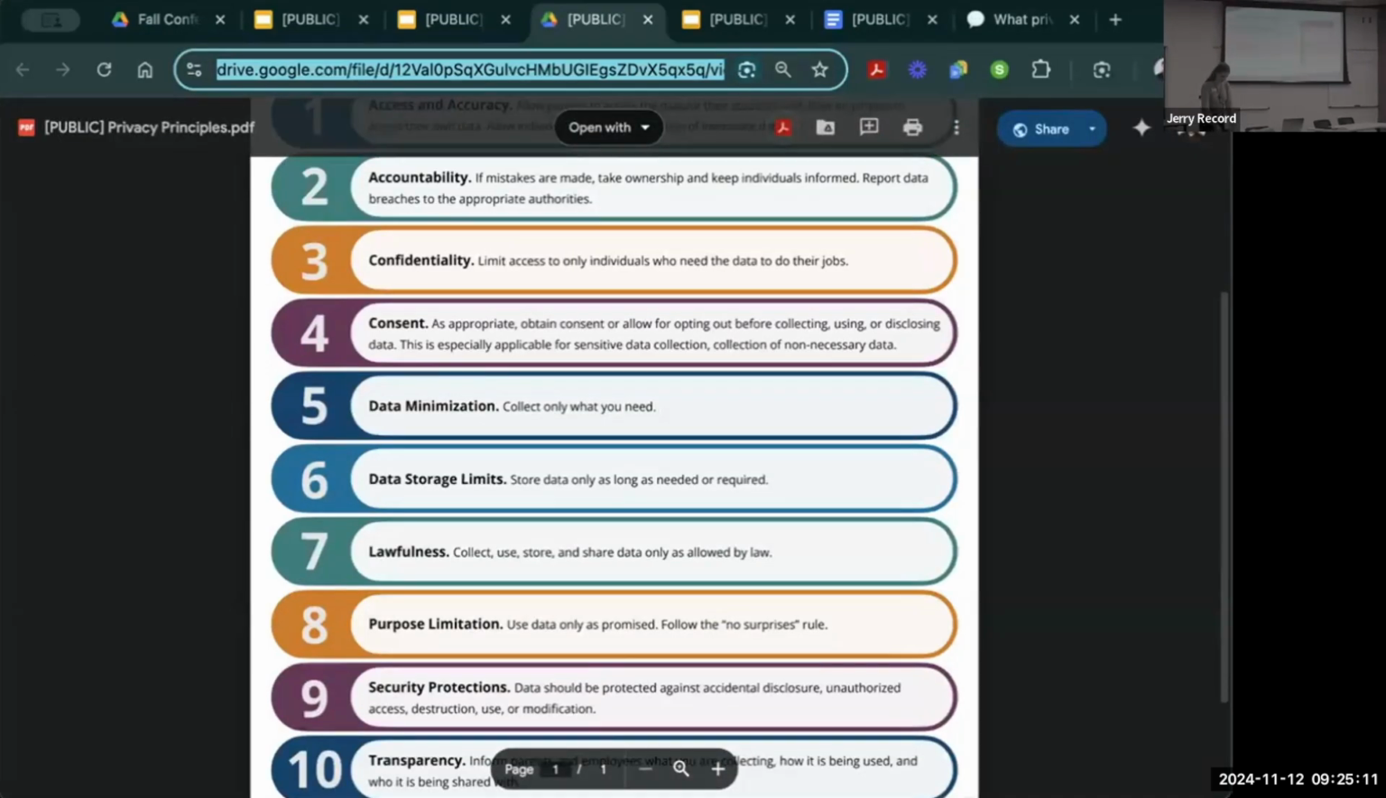And for those of you online, currently I've opened up the document and you can take a look at all of the 10 principles that Kate was talking about. Thanks, John.